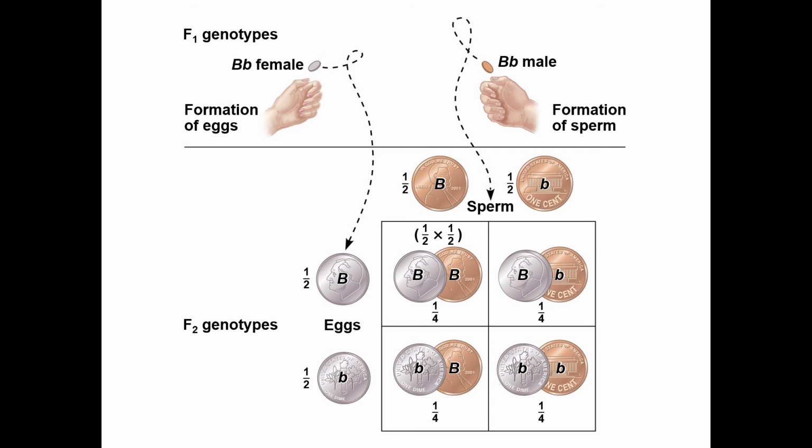The likelihood of getting any of these events is the likelihood of each individual event multiplied by the other. So there's a half chance of getting heads on the penny and a half chance of getting heads on the dime. If both things happen, we multiply 1/2 by 1/2, which gives us a quarter. So each of these events has an equal likelihood, and they're each a quarter.